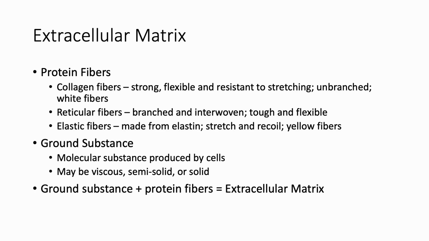Now, the ground substance is produced by the types of cells that are in this tissue. So we're going to look at the types of ground substance. And so we have everything from a fluid type ground substance all the way to a solid mineralized type. So when we talk about each connective tissue, we'll talk about the differences in what the ground substance looks like.